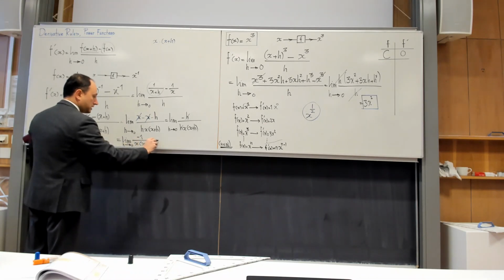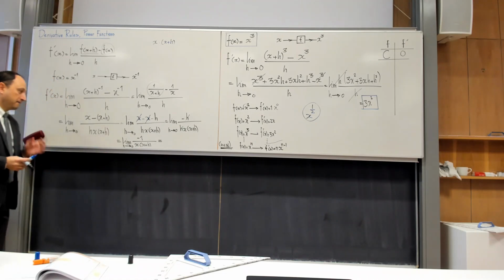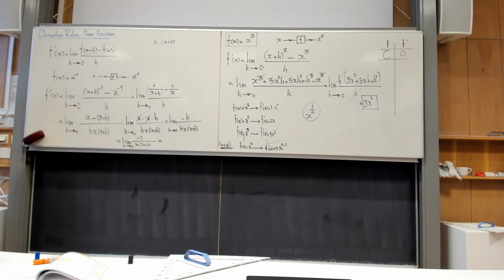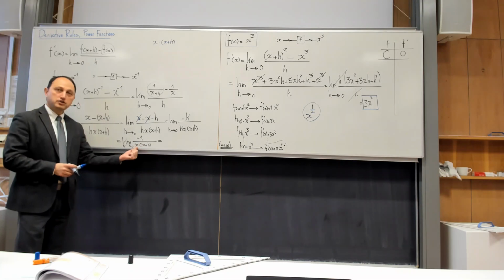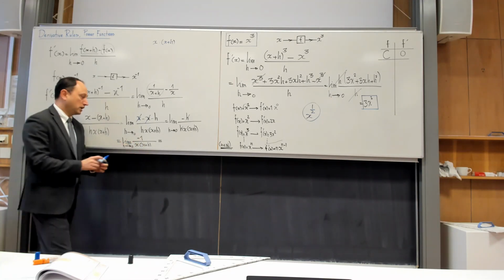So what is the answer now, can you tell me? I'm sending h to 0. Yes? Minus 1 over x squared. Yes, exactly. Because if I put 0, this becomes x, multiplied by an extra x here, it becomes x squared, and I have minus 1.